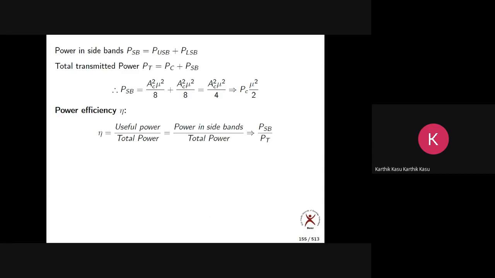Okay. Now let us go to the basic definition of power efficiency. It is 1 by 3. What do you mean by that? The ratio of useful power to the total power is equal to 1 by 3.